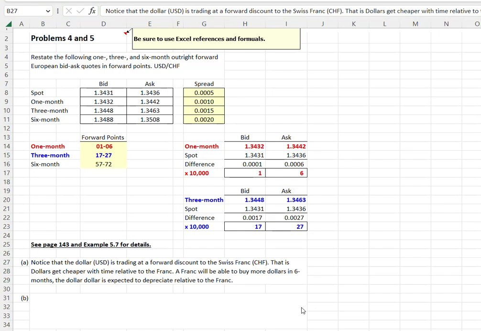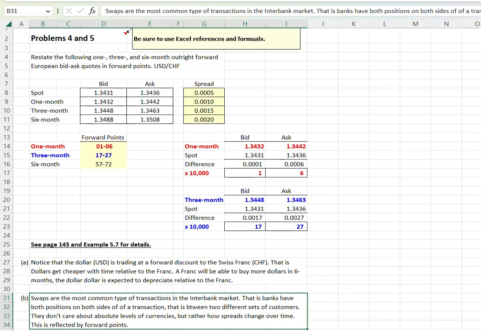A couple things to notice. The first is that the US dollar is trading at a forward discount to the Swiss franc. That is, dollars get relatively cheaper with time. Today in the spot market, 1 Swiss franc can buy 1.3431 US dollars. In 6 months, we would expect it to buy 1.3488 US dollars. So again, the US dollar is getting relatively weaker to the Swiss franc, or we would say the Swiss franc is getting stronger relative to the dollar.